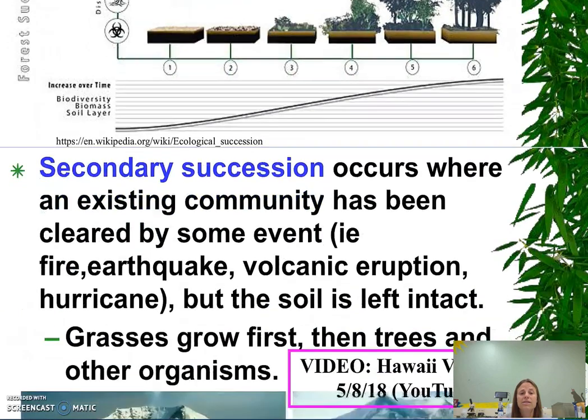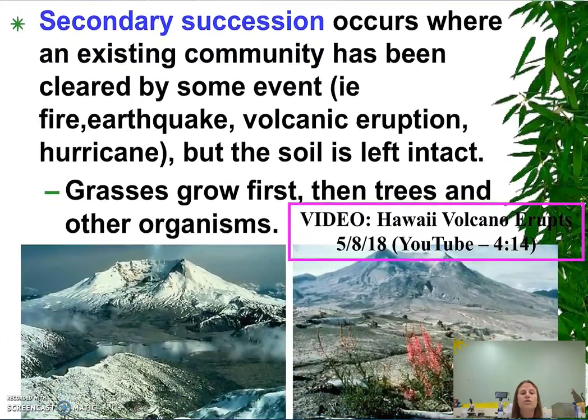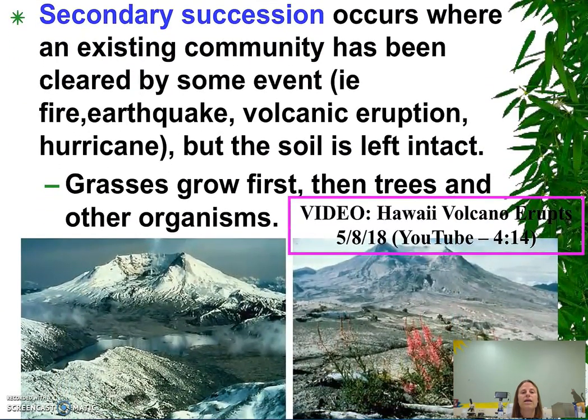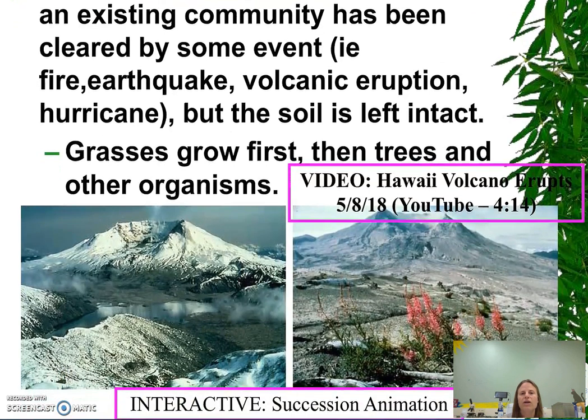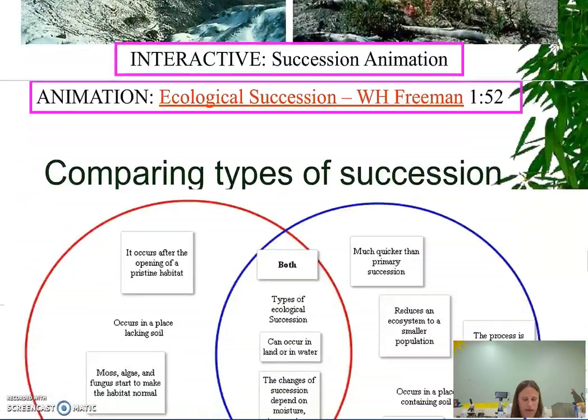phosphorus. Now, secondary succession occurs where an existing community has already been there, but it got cleared by some sort of event. For example, a fire, an earthquake, a volcanic eruption, a hurricane. But the soil that was there is still there. It's left intact. And then you don't need the lichens and the mosses anymore because the soil is already there. So you've got grasses, then trees, and then organisms.